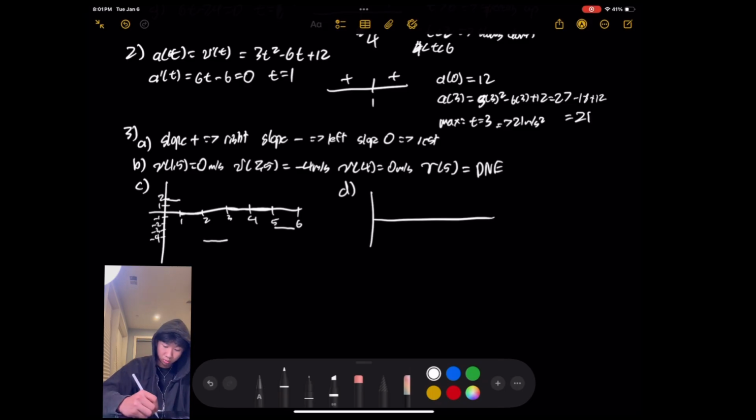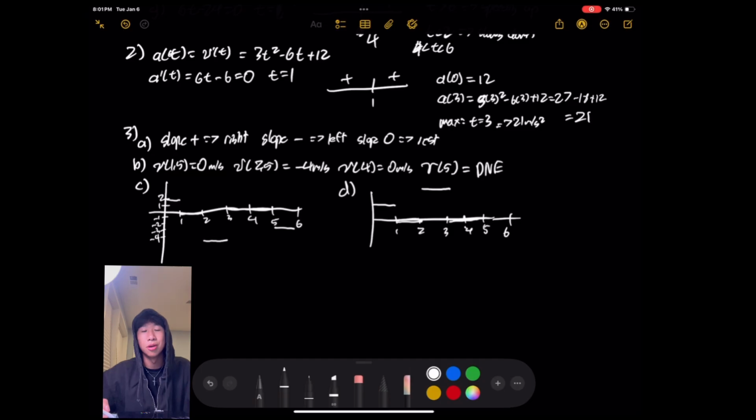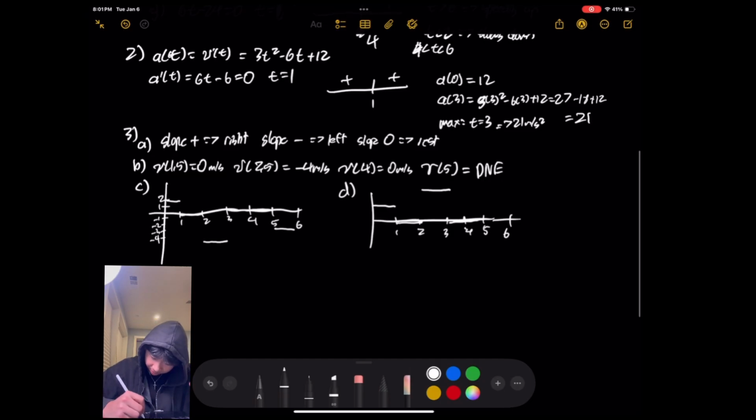So from 1, 2, 3, 4, 5, 6. Okay, so from 0 to 1, the slope is still 2. Okay, from 1 to 2, the slope is still 0. Okay, but from 2 to 3, instead of the slope being -4, it's going to be 4. Okay, and then from 3 to 5, it's going to be 0. And then from 5 to 6, instead of the slope being -2, it is going to be 2.